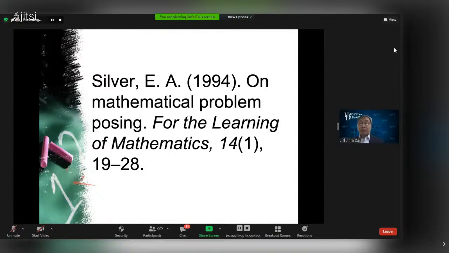Based on his project, in 1997 he published a very important article in For the Learning of Mathematics. At that time, I joined his research group and became his graduate student. That's why I keep continuing this problem posing research, because I was influenced by him for problem posing.